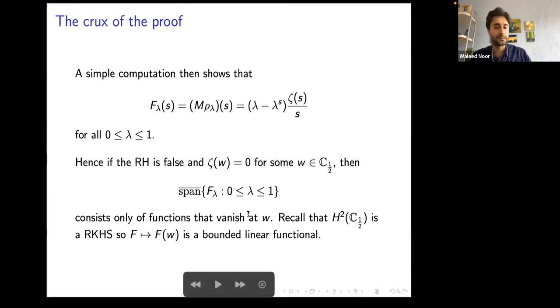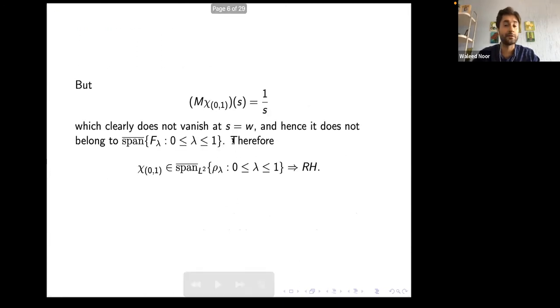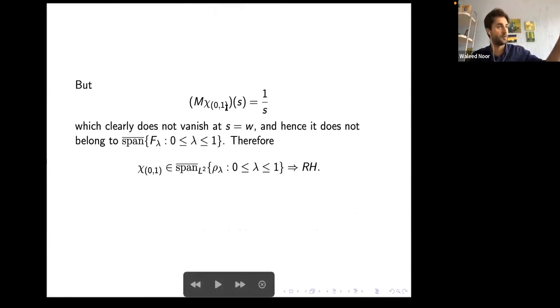So, of course, this is a consequence of the fact that the Hardy space is a reproducing kernel Hilbert space, which in other words implies that evaluations are bounded linear functionals. So the fact that these functions are 0 at this omega, the supposed 0 of the zeta function, will extend to the whole of the span.